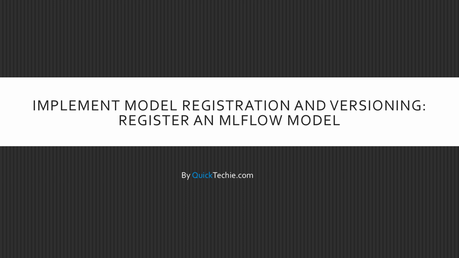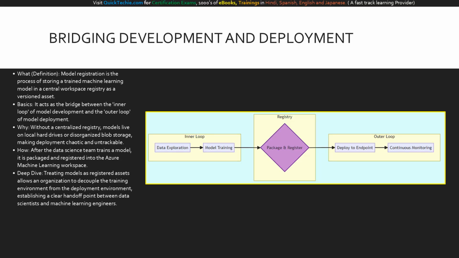Let's get started. To understand model registration, we must first look at the overall architecture of machine learning operations, or MLOps. In the inner loop, your data science team is busy exploring data, testing algorithms, and training models. In the outer loop, your operations team is focused on deploying those models to live endpoints. But how does a model cross from the inner loop to the outer loop? The vital step in between these two loops is to package and register the model.